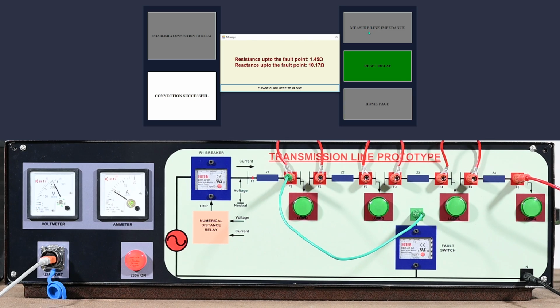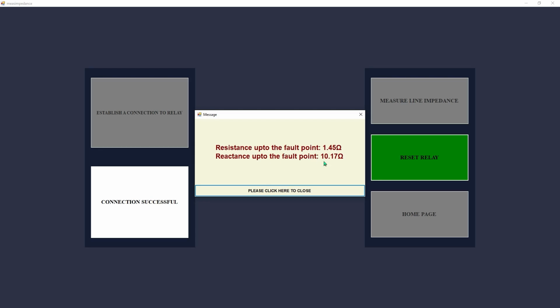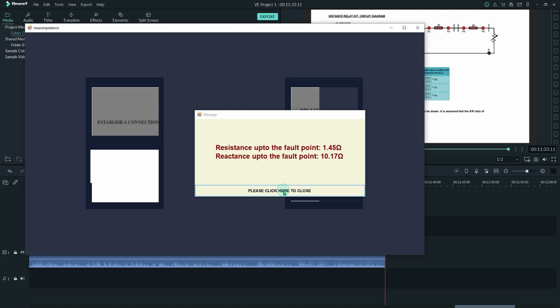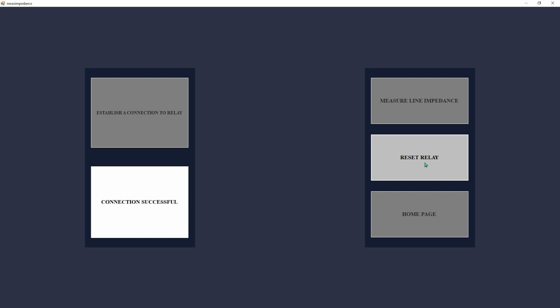So the fault is created at the kit, and the message shows that the resistance up to the fault point is 1.45 and the reactance up to the fault point is 10.17 respectively. So what to do next is reset the relay: please click here to pause, then click on reset relay.